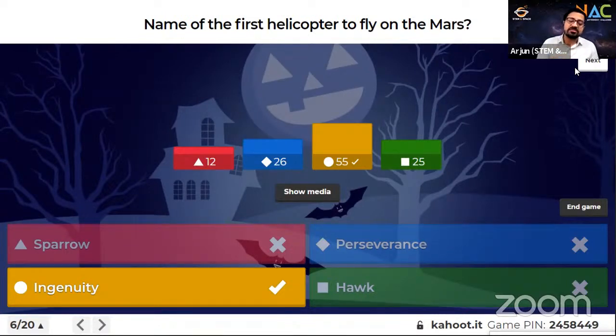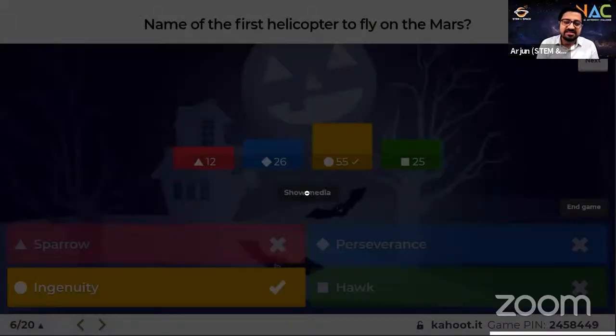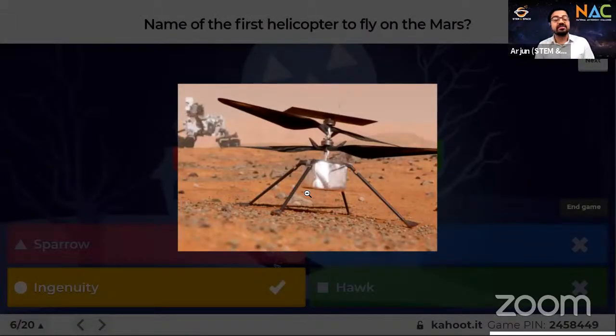Now, let me tell you something about this mission. This is a mission which actually created history this year. This year, for the first time in history, we have managed to fly something on a celestial body other than Earth, that being Mars. That is the reason this mission is now considered as big an achievement as the first Wright brothers moment, when they flew something on Earth for the first time.